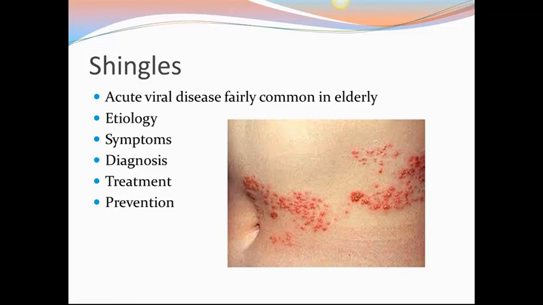Diagnosis is observation. Treatment is really palliative. There's no way to fix this or get rid of it. Once you have it, acyclovir and valacyclovir can be given within 24 to 72 hours of the start to try and deter the actual start of shingles, and analgesics can be given. In order to prevent shingles, we can give the Zostavax vaccine, which is approved for use in people that are 50 years or older.